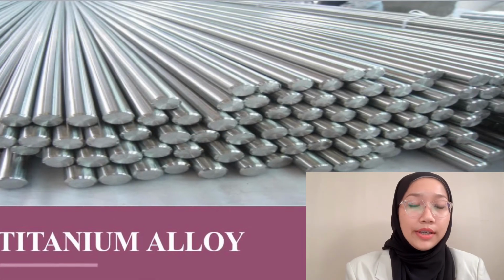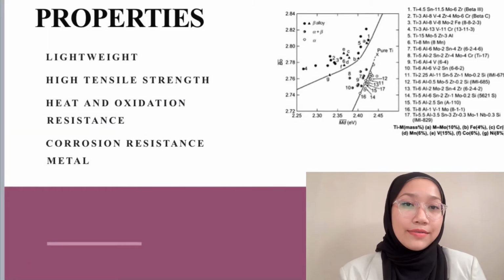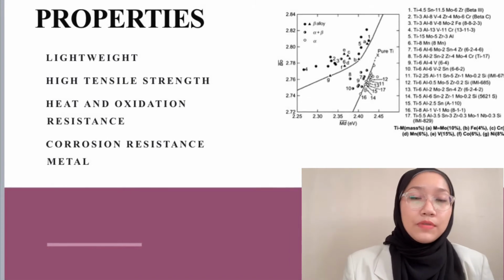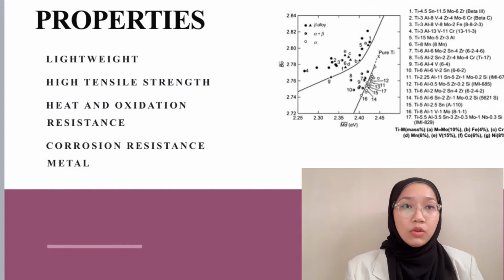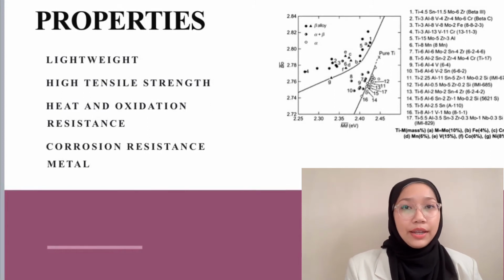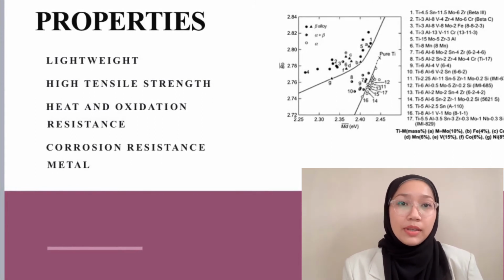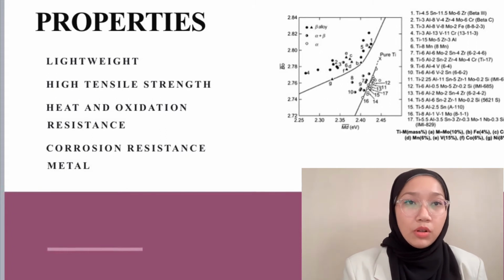Next, I will be talking about titanium alloy. So what are the properties of titanium alloy? As compared to other lightweight materials, it has low weight, higher tensile strength, and heat and oxidation resistance. It is frequently found in firewalls.